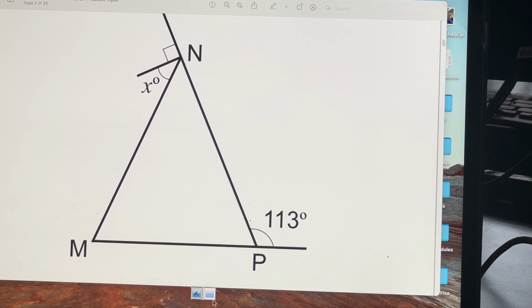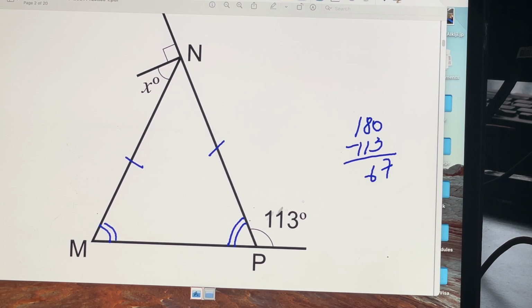So, again, it says that this is an isosceles triangle, so this and this are the same, which means this angle over here is the same as this angle over here. So if that's 113, right, this angle NPM plus 113 should be 180. So if you do 180 minus 113, 7 minus 1, so this is 67 degrees, which means this angle over here is 67 degrees.